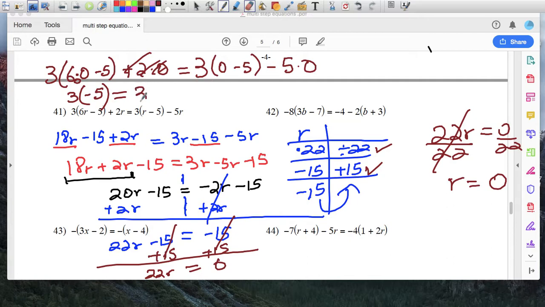Over here I have 3, and then 0 minus 5 is, again, negative 5. Right? And then minus 5 times 0. 5 times 0 is just 0, so this thing is going to go out. And you can tell the left side equals the same thing as the right side. 3 times negative 5 is negative 15. And 3 times negative 5 is negative 15 as well. Okay?